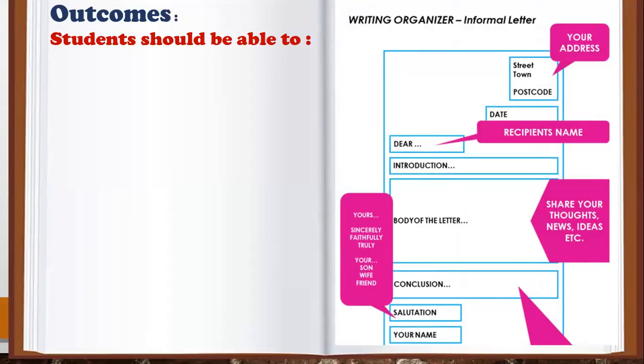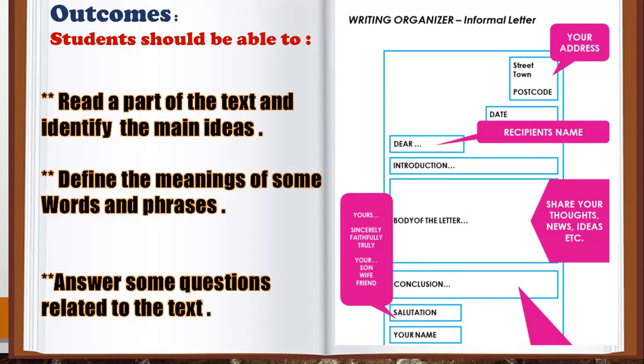In our lesson today, we are going to read another part of the informal letter that we started with in our previous lesson. As I told you, this informal letter was written by Todd to Lee. So the sender of this letter was Todd. He sent this letter to Lee. Okay? So in this lesson, students should be able to read a part of the text and identify the main ideas, define the meanings of some words and phrases from the text. You are going also to answer some questions related to the text.